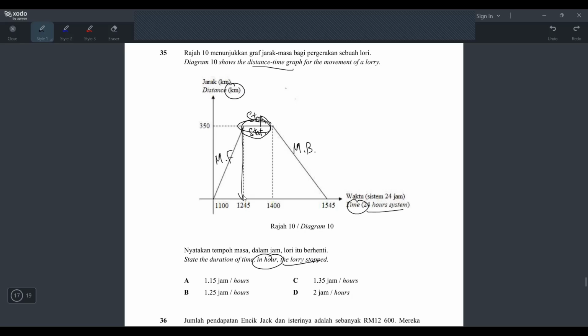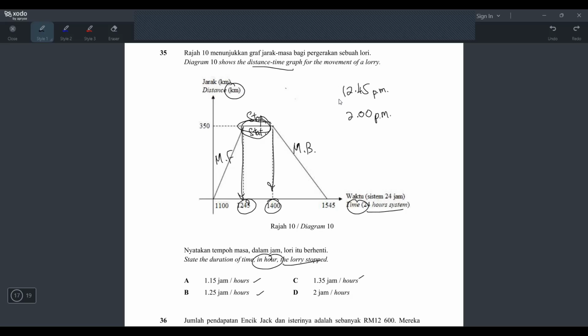So I have to baca time dekat sini. Okay, so time dekat sini. But they want in hours, right? So I have to calculate from 12:45 to 14 means 2 o'clock. So 12:45. This one is AM or PM? PM. Okay. And then 14. This one is minus 12 is 2 PM. Okay, 2 PM. And then we have to calculate like how many hours, because every answer is in hours, right? Okay, 12:45 until 2 PM, how many hours have passed?